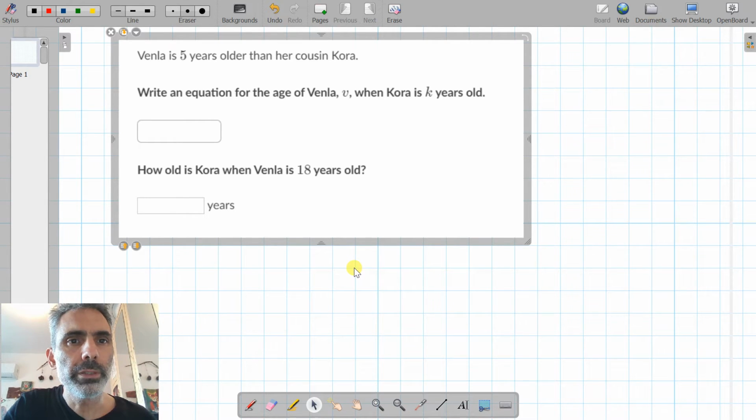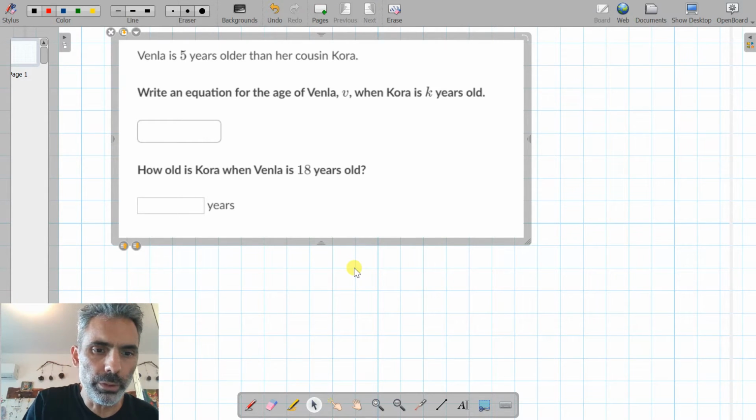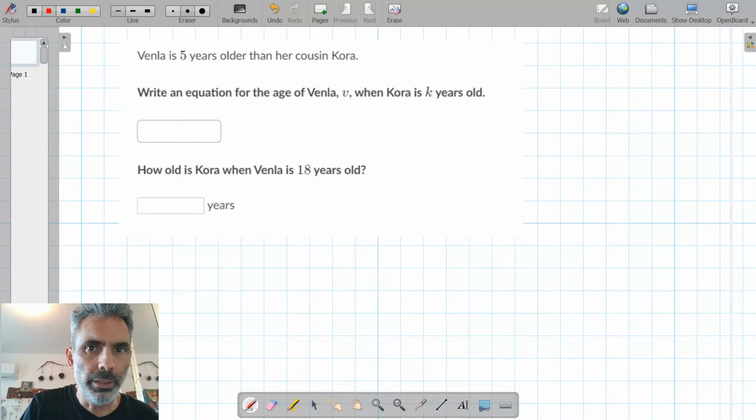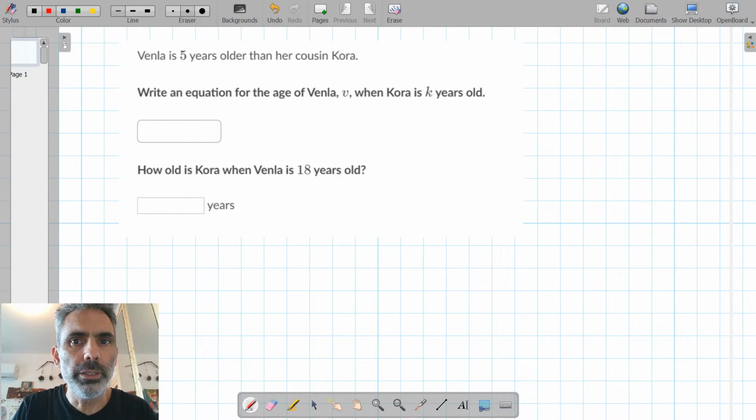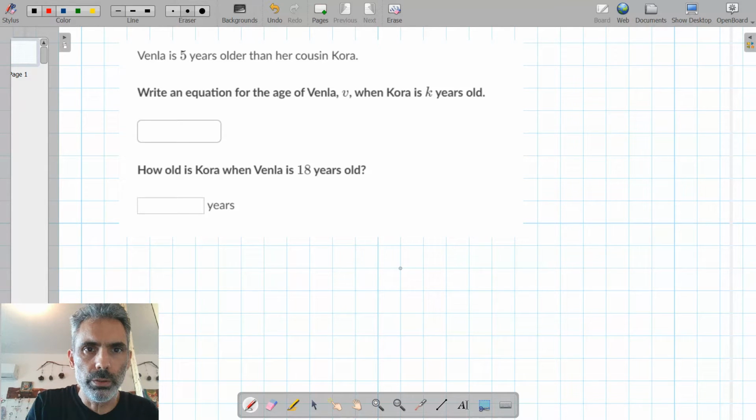Venla is 5 years older than her cousin Cora. Write an equation for the age of Venla, V, when Cora is K years old. Okay, so Venla is 5 years older than Cora. So K, which is the age of Cora, plus 5 years is equal to V.